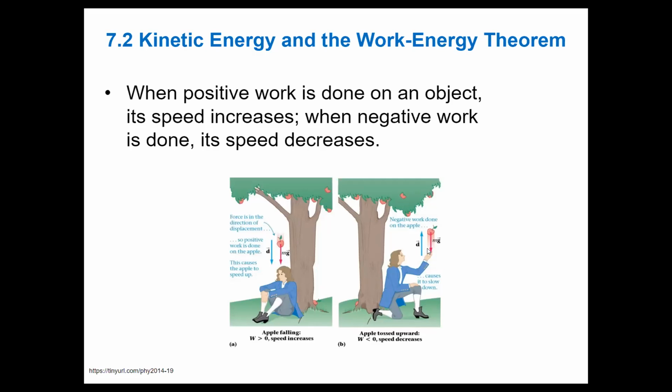On the other hand, if you throw an apple upward, then the gravity doing work on the apple is in the opposite direction of its displacement. So negative work is done on the apple, and the speed of the apple decreases. So it's straightforward that we can come to this conclusion: when positive work is done on the object, then its speed increases. Otherwise, when negative work is done on the object, then its speed will decrease.